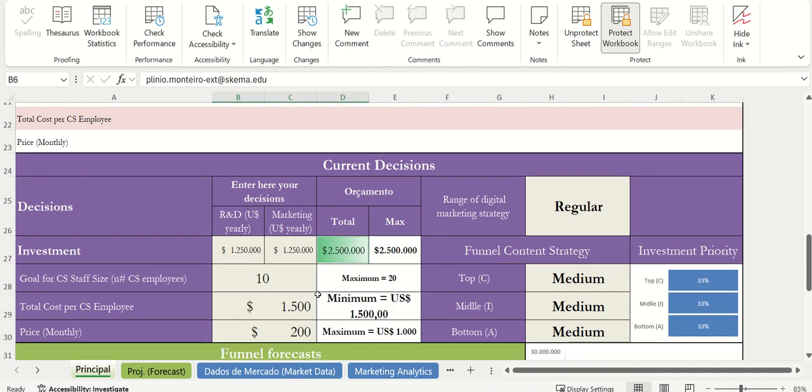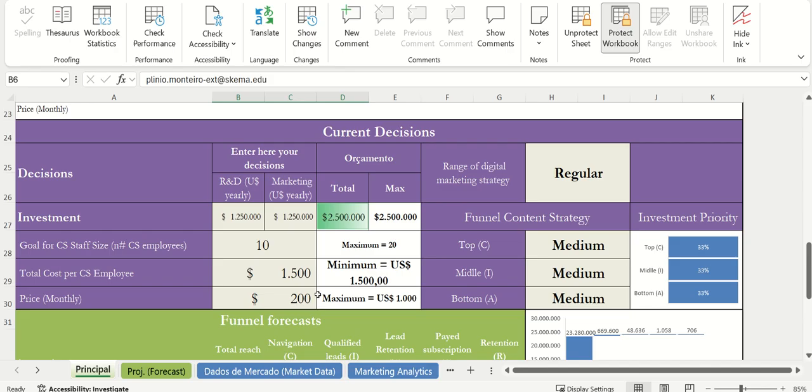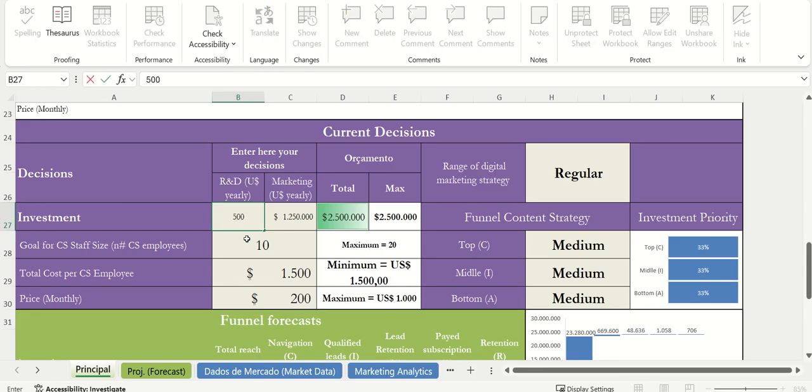Okay, so now we need to make our assumptions about the funnel and what we expect. For instance, we know that we can invest up to $2.5 million, which is the minimum guaranteed per team. Later this number will increase according to the rules that you have in the instructions. But let's say that I'm starting my software company, I already invested some money to develop the technology, so I'm not going to invest a lot in R&D. I'm going to invest more in marketing. So let's say that I'm going to put this amount of money in marketing.